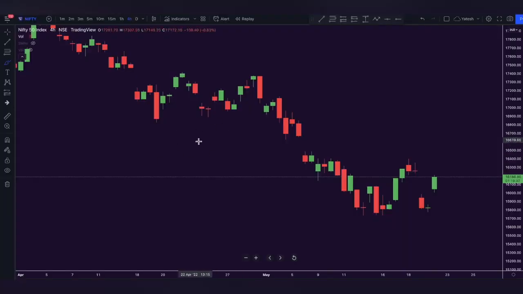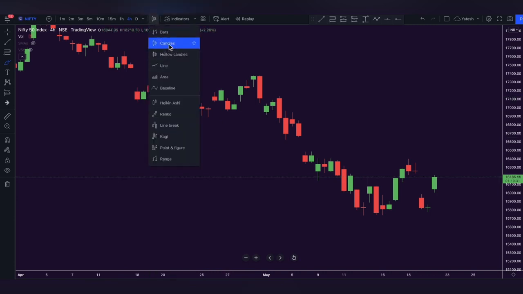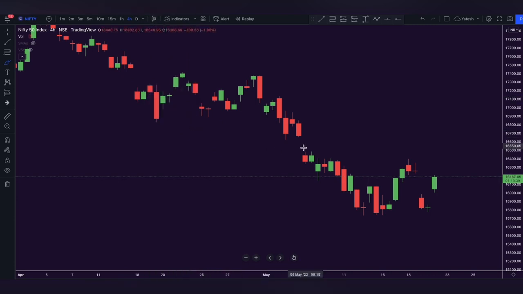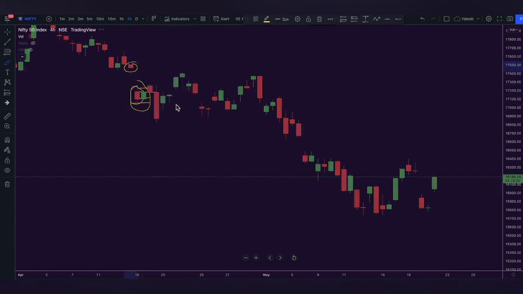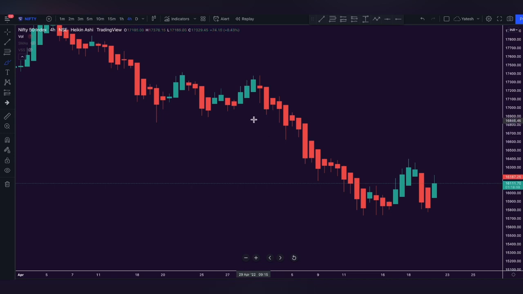Thus, the same Nifty 50 chart, 4-hour time frame which you saw earlier, I'm using traditional candlesticks. In traditional candlesticks, let's say I take this candle, its open, close, high and low levels are the actual values of the current candle. It does not have any relationship with the previous 4-hour candle. But let me switch to Heikin Ashi. As soon as we switch to Heikin Ashi, we can see there is a smooth momentum in the market.